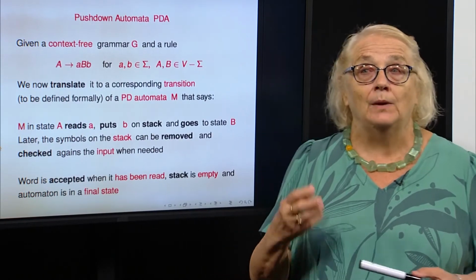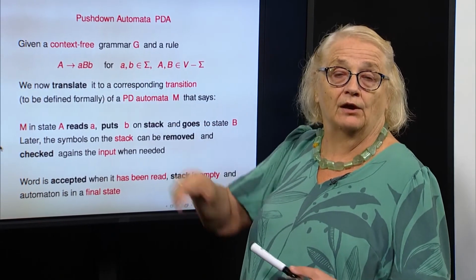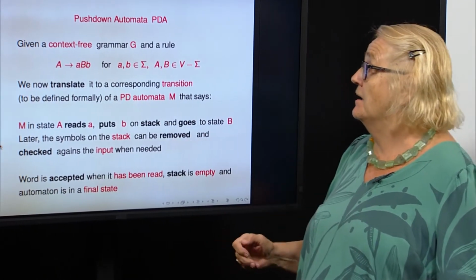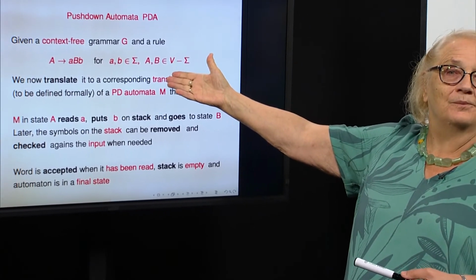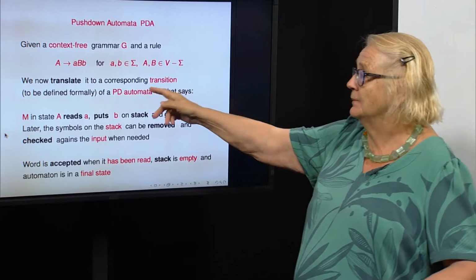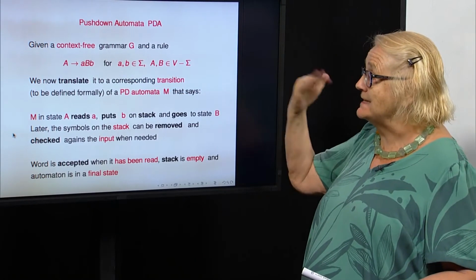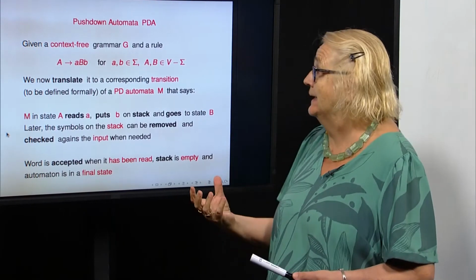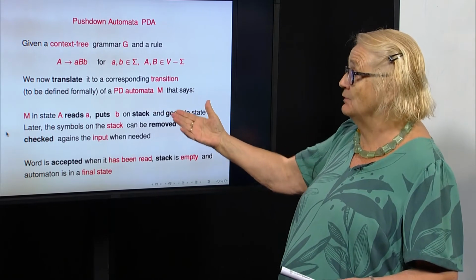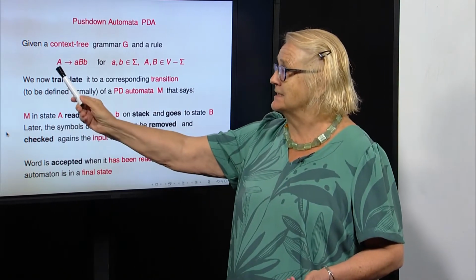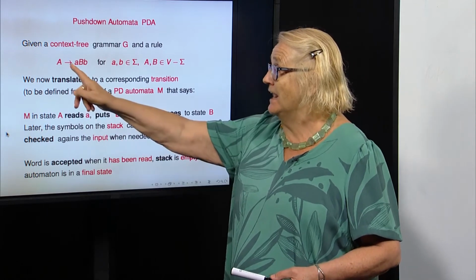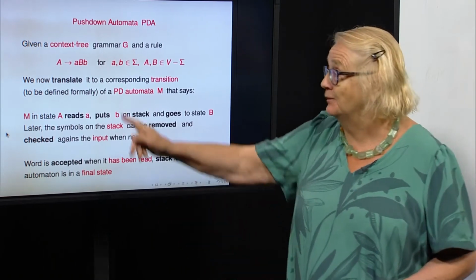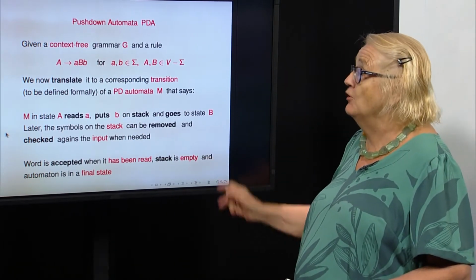If you have a nice simple context-free grammar rule A → aBb, we cannot do it with finite automata because we don't know what to do with B. So we translate it to a corresponding transition, to be defined formally, of the PD automaton, which says M in state A reads a, puts B on the stack, that is, puts B in the memory, and goes to state B.